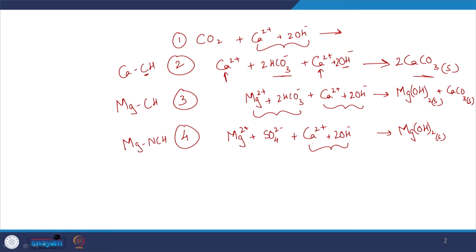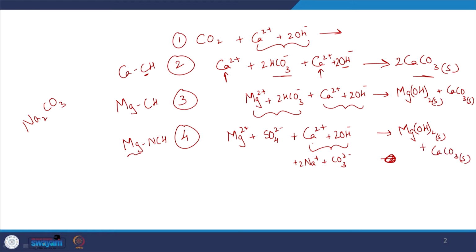But what about the calcium that I added here? For that I will have to add a source of CO3 2-. What is the source of CO3 2- that we are adding? That's the soda ash, Na2CO3. If I add that, I will have a source of CO3 2-, and then the calcium that comes with lime will also precipitate out.